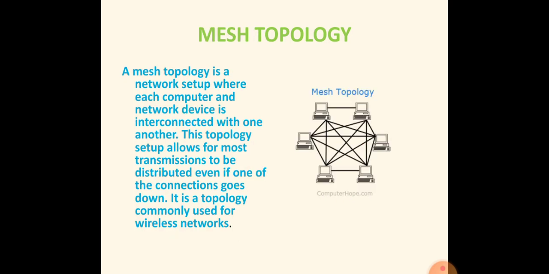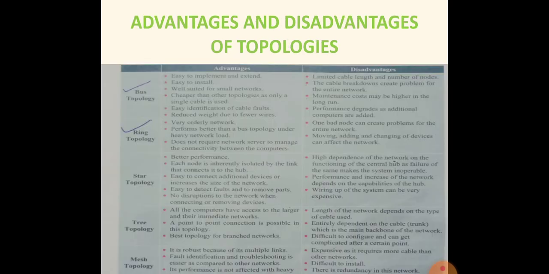The last one is the mesh topology. In the mesh topology, every computer is connected to every other computer. Full mesh topology is very expensive to implement. Normally, partial mesh topology is implemented in which a computer is connected to a few other computers in a network. So some advantages and disadvantages of these different types of topologies are given out here. So kindly go through this. These are very important. This will be written in the form of points.